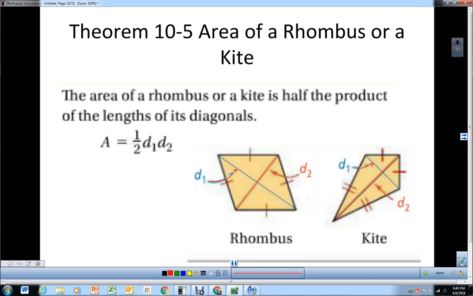Very easy formula. And remember, because a rhombus is a square, we can also use this formula when we're finding the area of a square. It'll become useful in some of our later lessons in chapter 10.